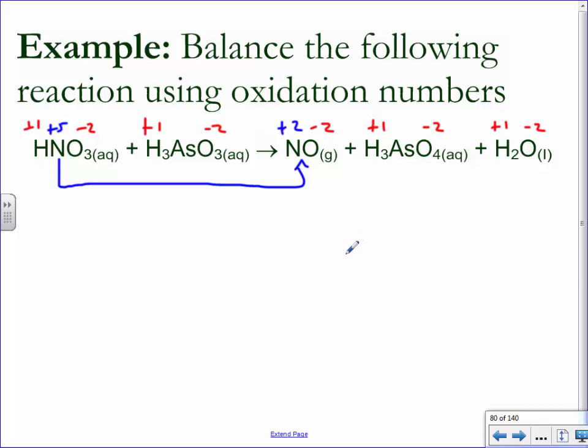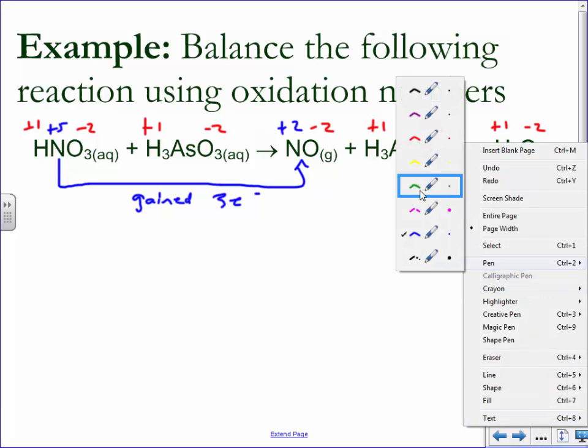How much has nitrogen changed by? What happened to it? Did it gain or lose electrons? It did. It gained 3 electrons. Daniel, you're right. It gained 3 electrons.